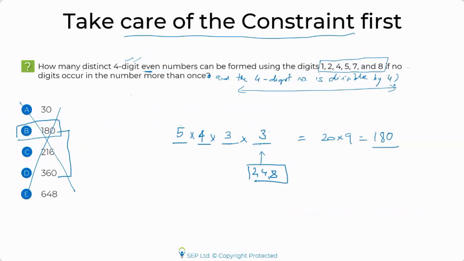Arjun, a number is called an even number only when its last place is even. Like, let's say if I say ABCD is an even number, it would be an even number only when the last place is even. Okay. And what are even numbers?